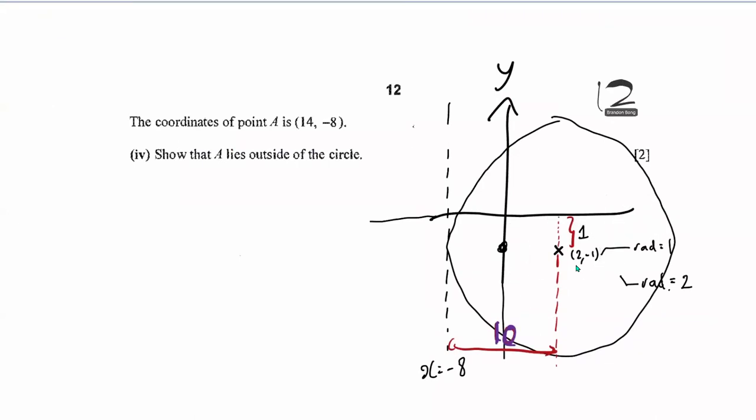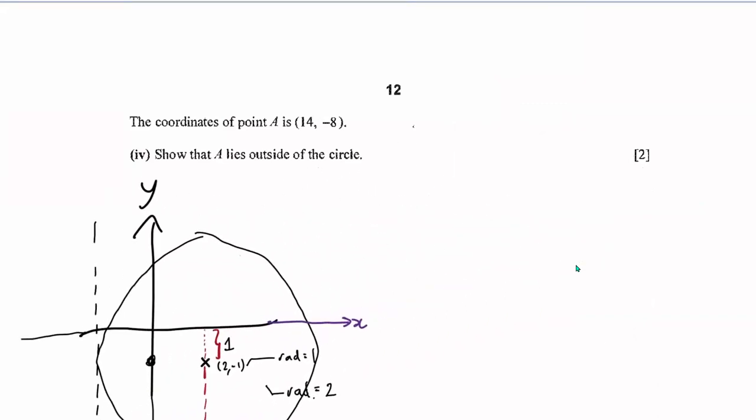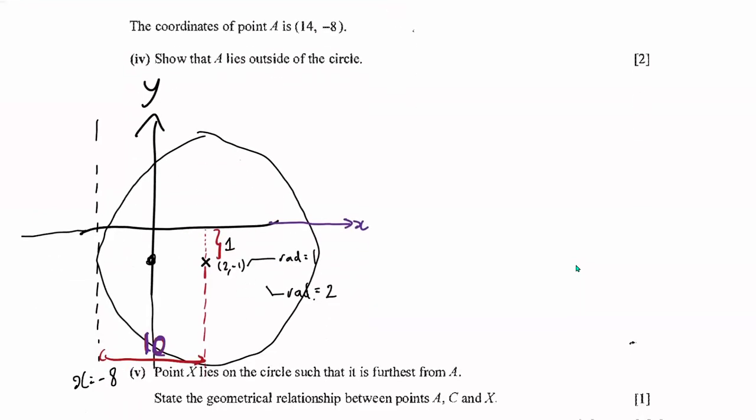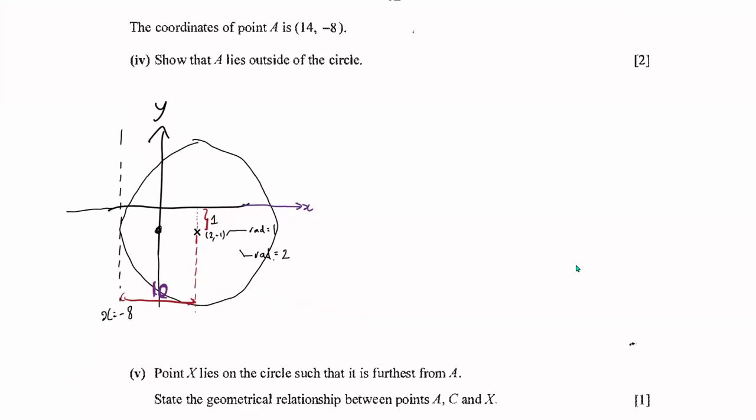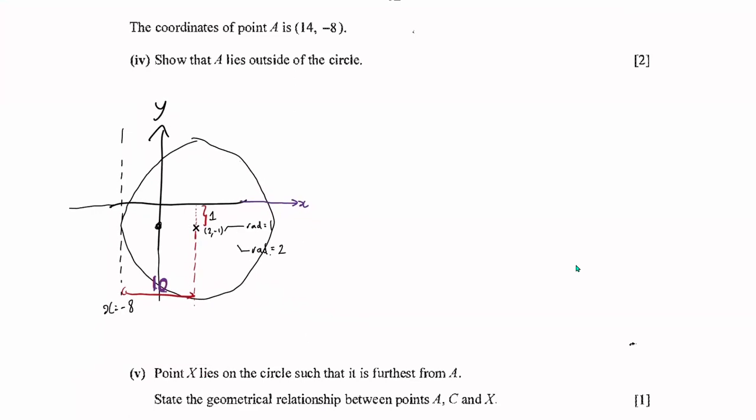Maybe I'll make my x-axis a bit longer like this. What are we trying to do? We want to plot a point 14, -8. So here, notice that my diagram is very much not drawn to scale, because my -8 is not far enough. You know what? Let's try and make it more accurate. If not, the diagram is going to be very confusing.